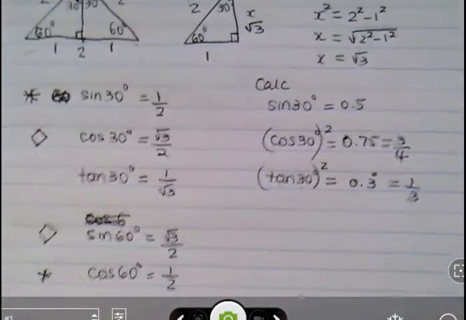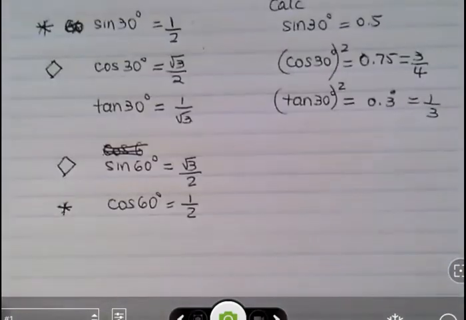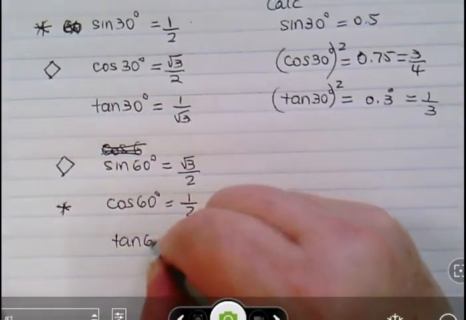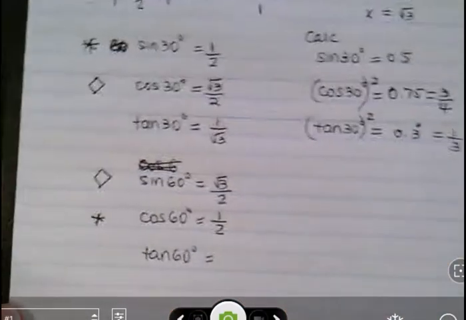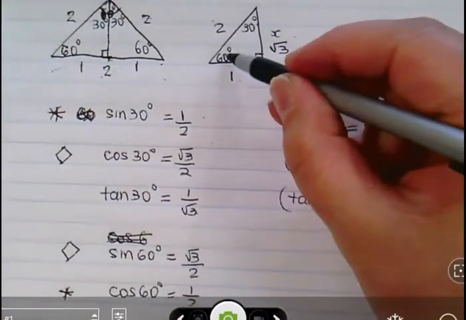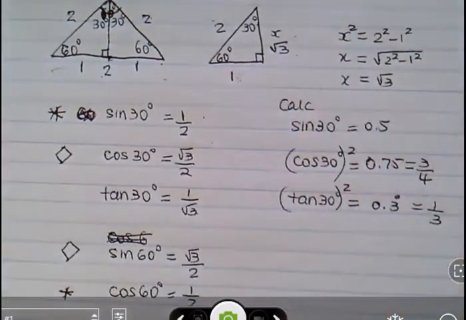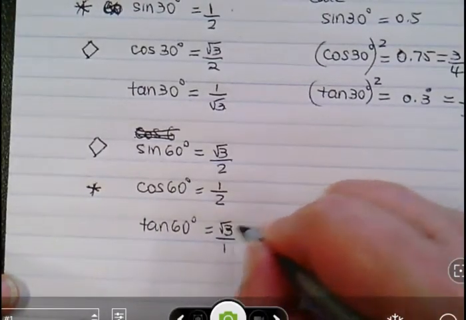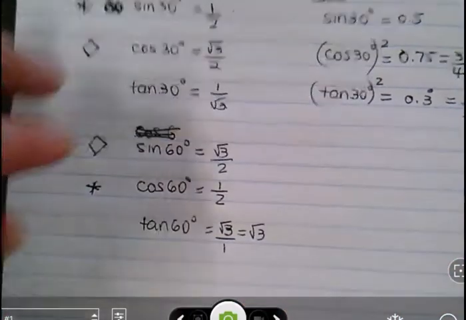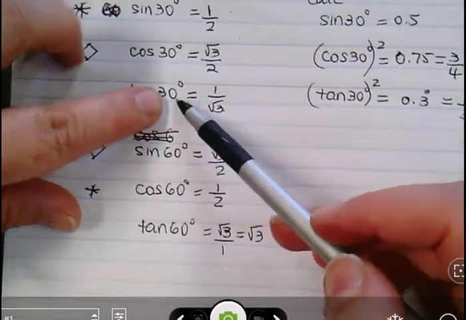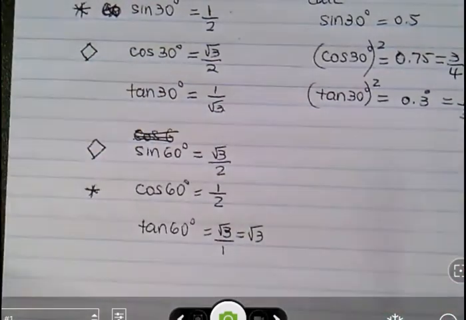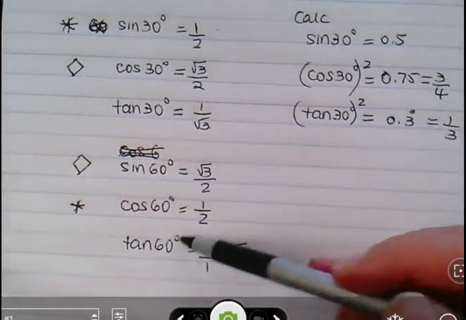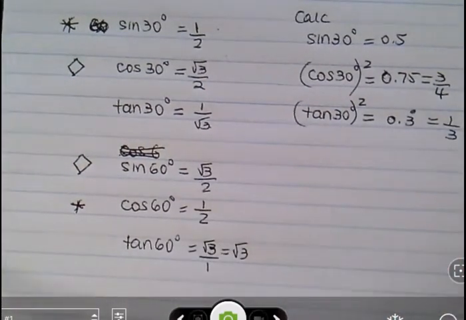And if tan 30 is 1 on root 3, tan of 60, anyone? Yeah, tan of 60 is opposite over adjacent. It's root 3 over 1, which is just root 3. So you can look at the tan ones. The smaller tan, tan 30, is 1 on root 3, but the bigger tan, tan 60, is root 3.